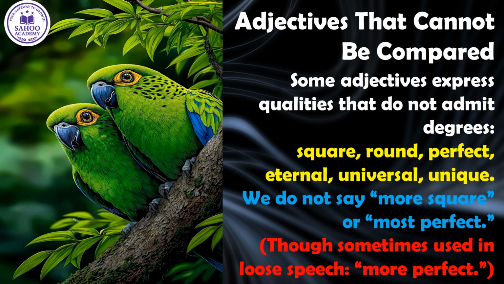Now let's discuss adjectives that cannot be compared. Some adjectives express qualities that do not have degrees. That means they can't be more or less. For example, words like square, round, perfect, eternal, universal, and unique. According to the book, these adjectives describe something that is already complete or absolute. So we do not normally say more square or most square or more perfect or most perfect, because something is either square or not square. Something is either perfect or not perfect. So remember, these adjectives are absolute, so they usually cannot be compared.